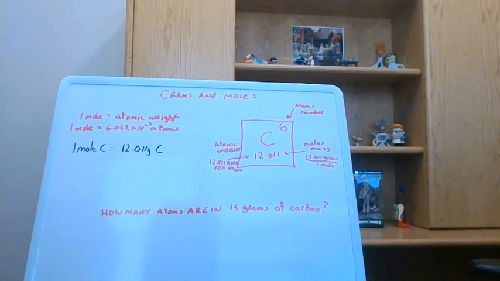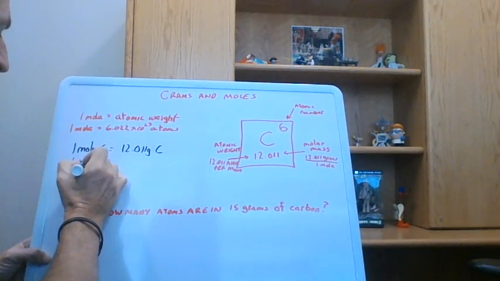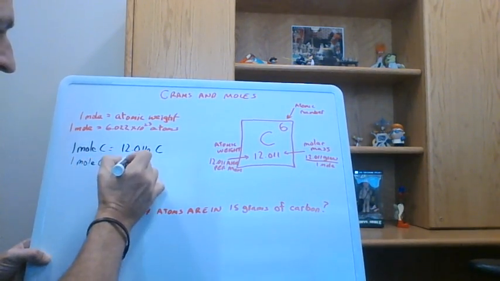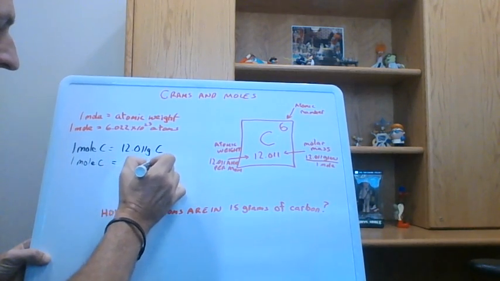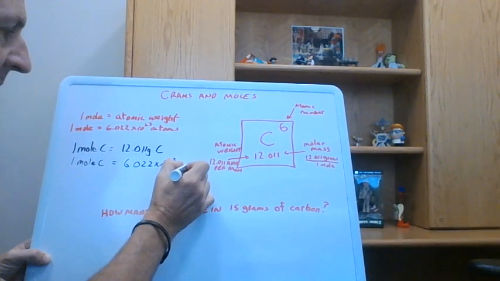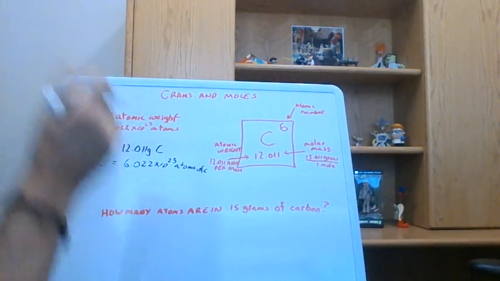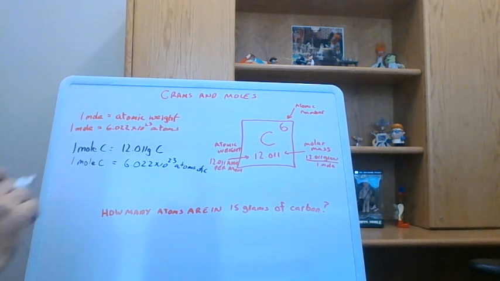So we can find all of that from the periodic table. And so 1 mole of carbon also equals 6.022 times 10 to the 23 atoms of carbon. These are equivalent statements, right? So these could also be set up as conversion factors.